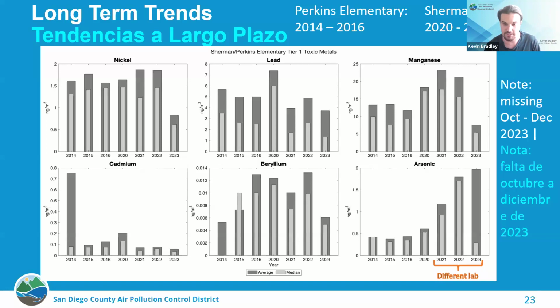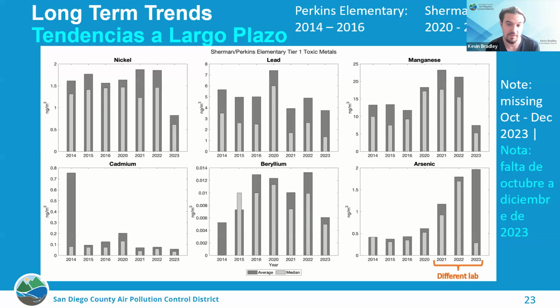So we're still trying to figure it out and rectify that problem and work with our contract lab to get our arsenic data back on track. But unfortunately, we don't really have a lot of useful arsenic data at the moment. So hopefully in the future, we're able to kind of revisit arsenic and dig in a little bit more to what's going on with that particular metal.